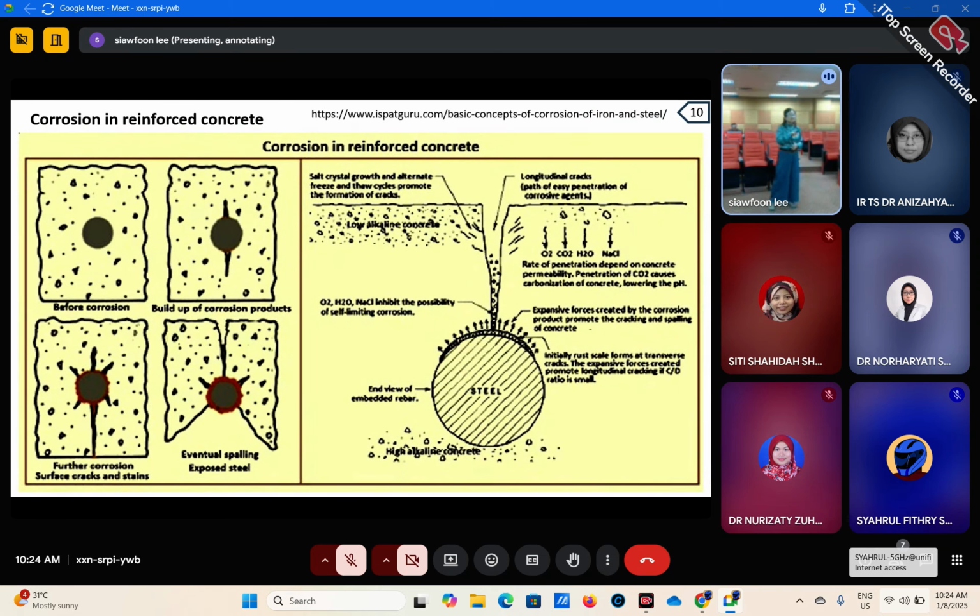And another one is corrosion in reinforced concrete. Like I explained before, when the steel gets rusted, the rust will start to expand, because the volume of the rust will be 6 times bigger. Imagine this is your steel, the cross section of the steel, and when the whole steel gets corroded, the rust will occupy the whole volume like this. So when they occupy the whole volume like this, they will actually expel the concrete.